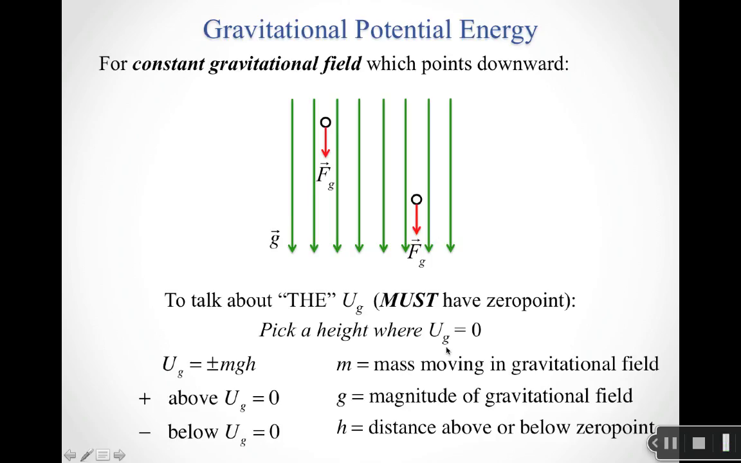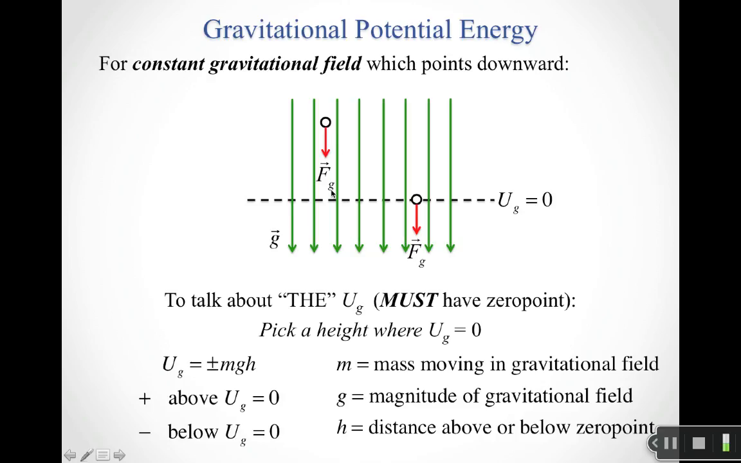For our constant gravitational field, we're basically going to pick any height you want to make the gravitational potential energy equal 0. So what we'll often do within a problem is pick, say, the lowest point within the problem. We don't have to, but it's often a choice that we make. And then we can define the gravitational potential energy at any point by this equation: plus or minus mgh, where again, this is just our positive mass, this again is our positive magnitude of the gravitational field, and then this is the distance above or below the 0 point.